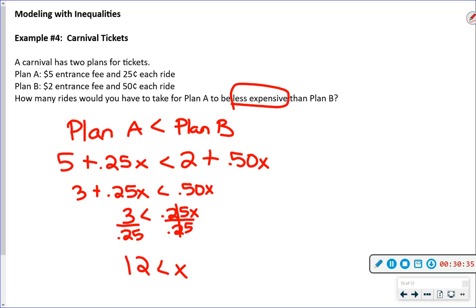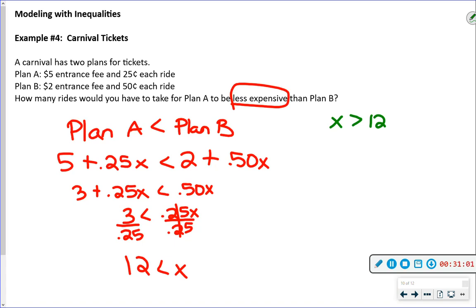Okay, so the question is, we got to answer this. It's a word problem, of course. How many rides would you have to take for plan A to be less expensive? And we have this for our answer. Now this kind of irritates me because inequalities, we like the variable on the left. So I'm just going to switch it around. Open part towards x. I didn't switch the symbol, I just changed the order, so x is first.